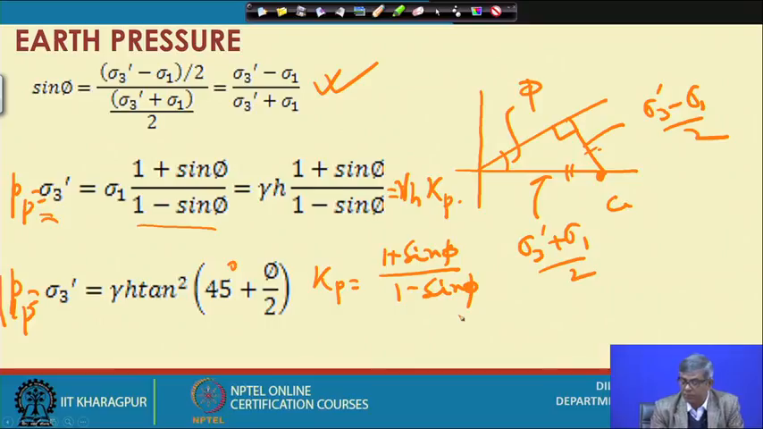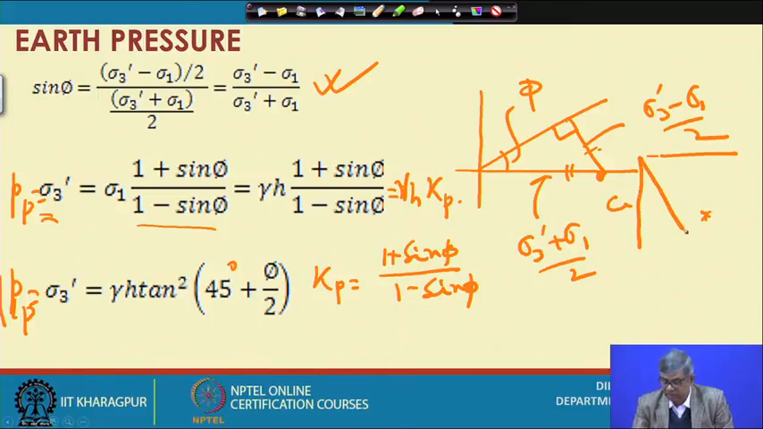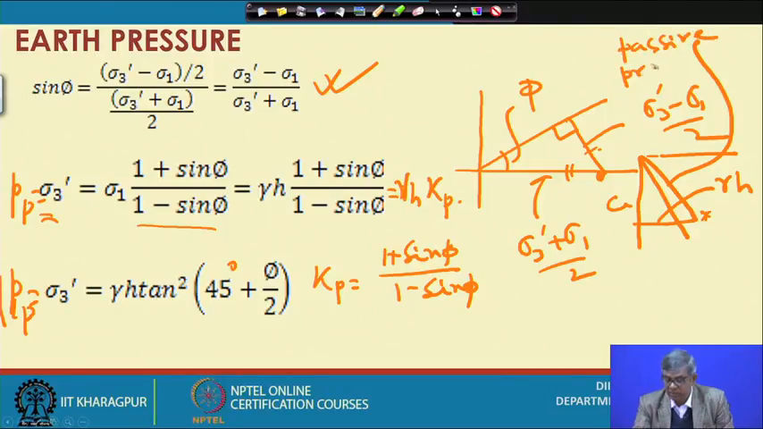And now, the pressure diagram. Suppose this is the ground, and at this point I have to find out the pressure diagram. So the vertical stress distribution will be something like this. Suppose at this point it will be gamma times h, and if I want to find out K p, then K p will be something like this one. This is actually the passive pressure diagram.